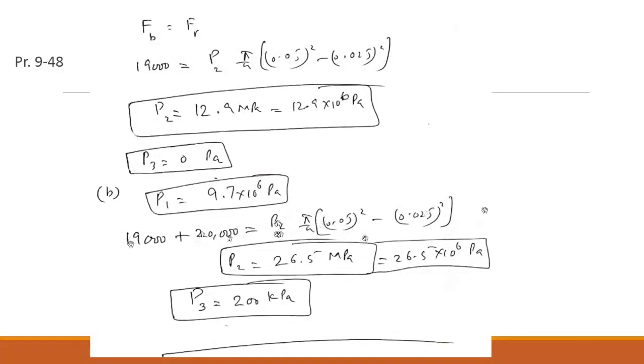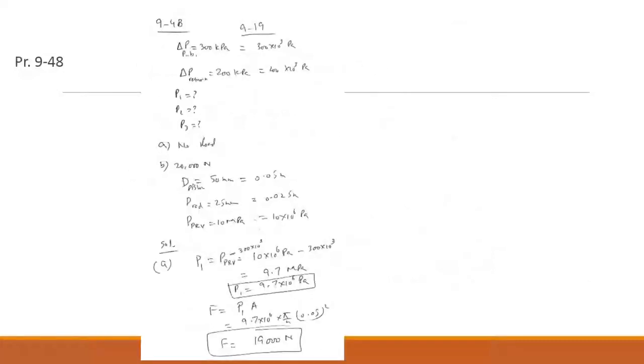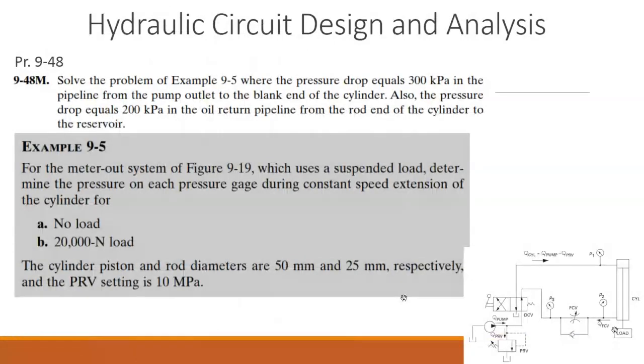So now you want to find P2. Of course, everything is known. You get P2, which comes to be 26.5 megapascal. And for P3, in the third part, now what you'll see is that in the first part there was no load, so it was just moving on.